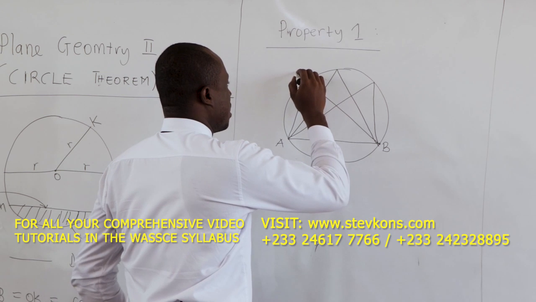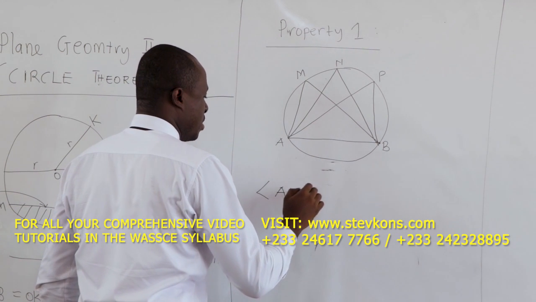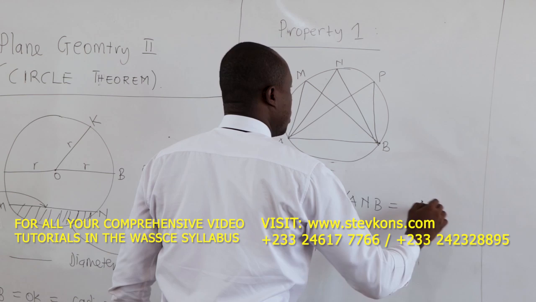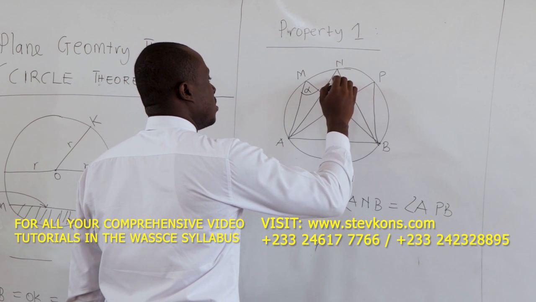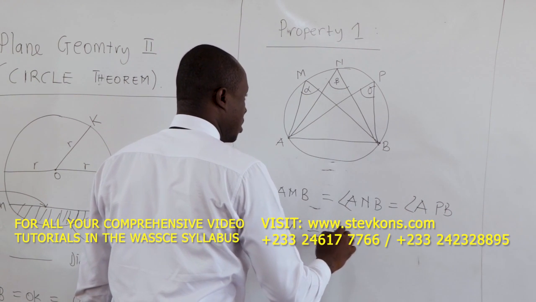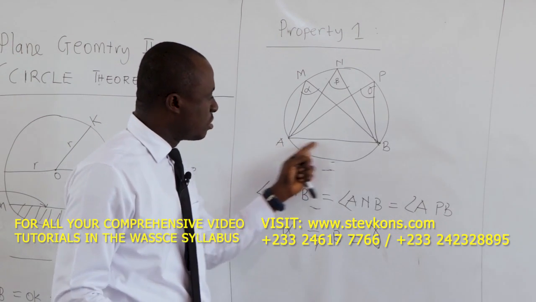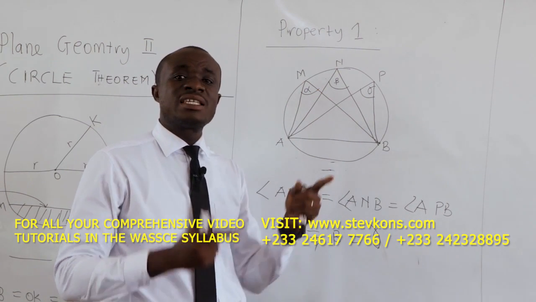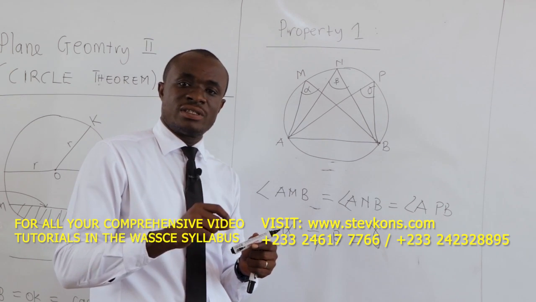Suppose this is M, this is N, and this is P. All that we are saying is that angle AMB is equal to angle ANB, which is equal to angle APB. All of them are the same. If this is alpha, this is beta, and this is gamma, then alpha is equal to beta, and this is equal to gamma. The angles a chord subtends in the same segment at the circumference are equal.